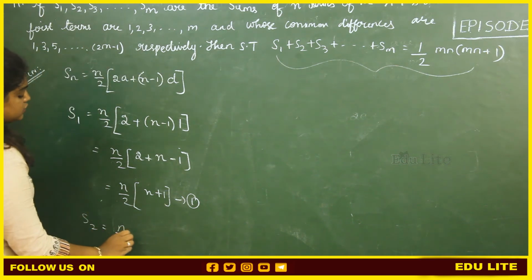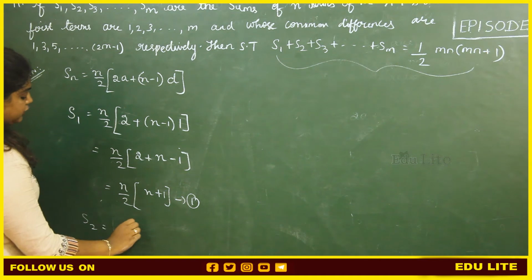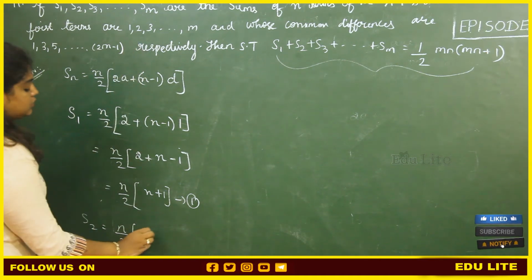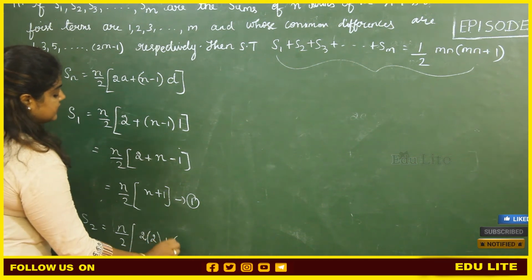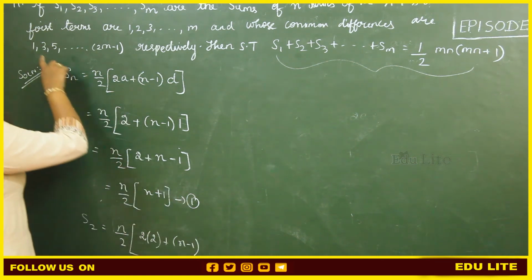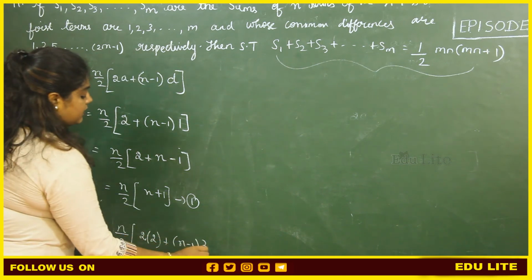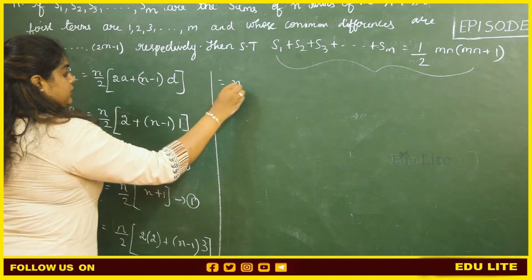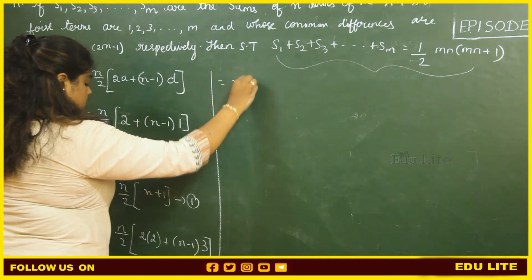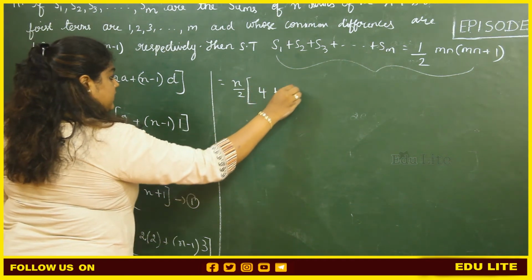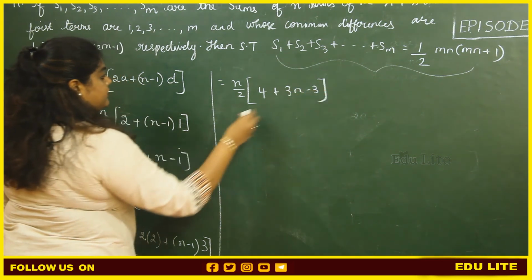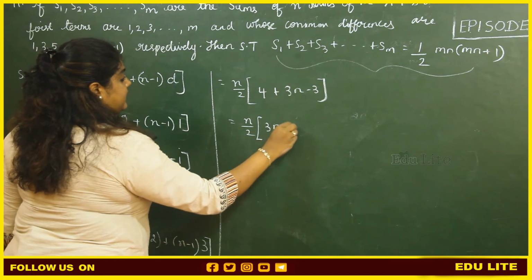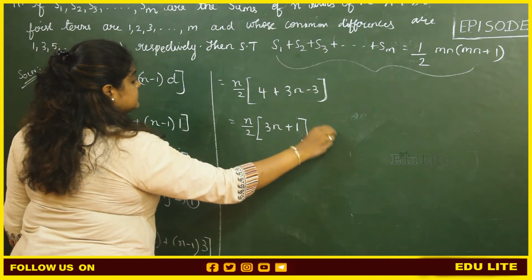Therefore S2 equals n by 2 into 2 into the first term, which is 2, plus n minus 1 into d. The d value for S2 is 3. So n by 2 into 4 plus 3n minus 3. Therefore, n by 2 into 3n plus 1. We will consider this as equation 2.